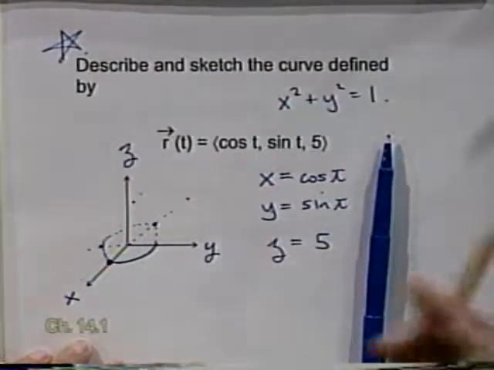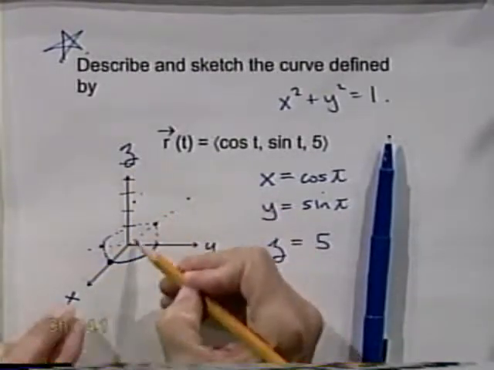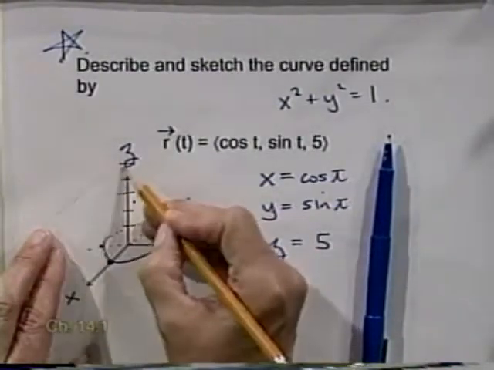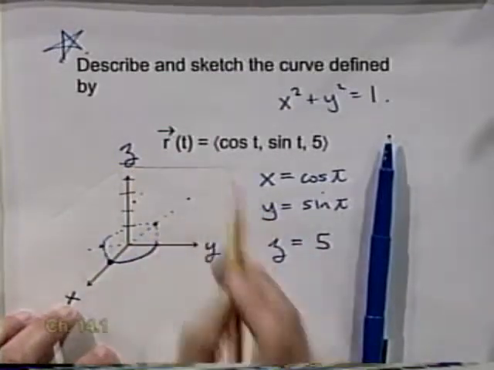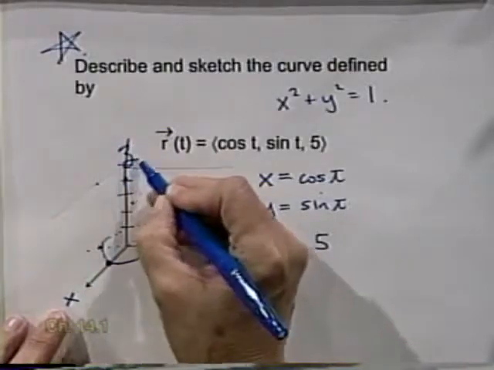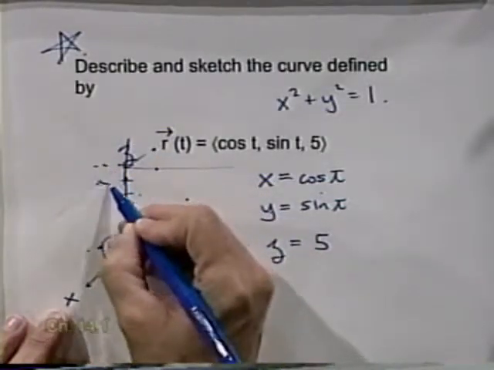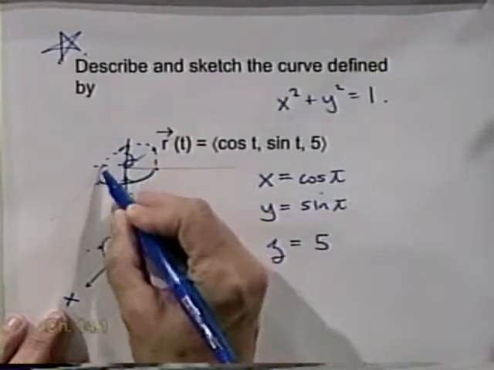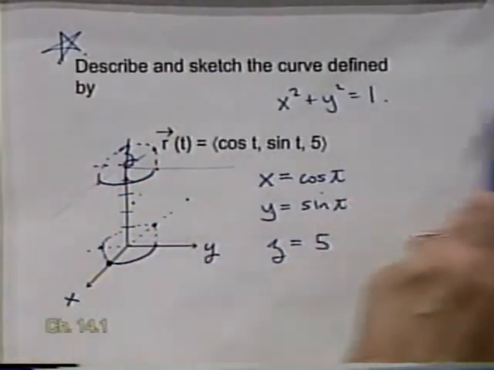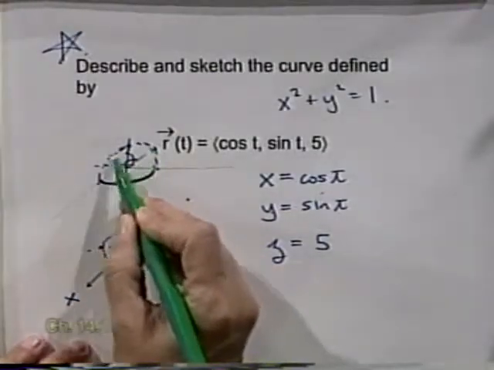So what I'm going to do is I'm going to go up 1, 2, 3, 4, 5. And I'm going to raise my z-axis 5 units. And picture, I'm raising that circle 5 units. And so my actual graph for this particular problem is not the guy down here, it's this circle.